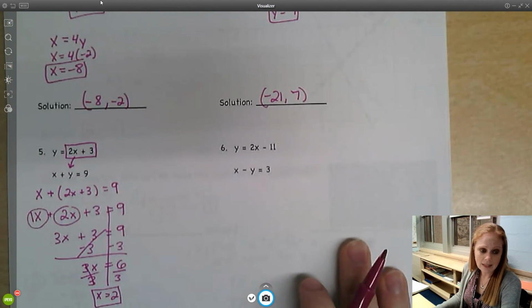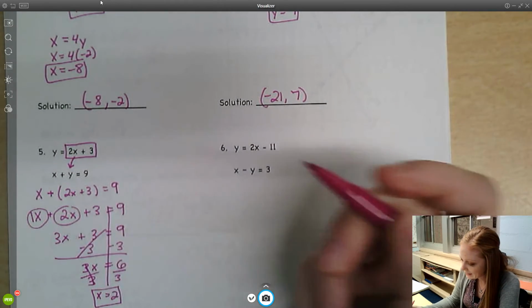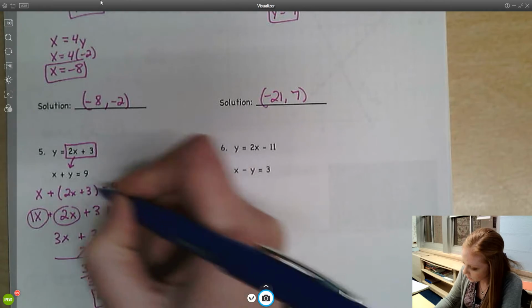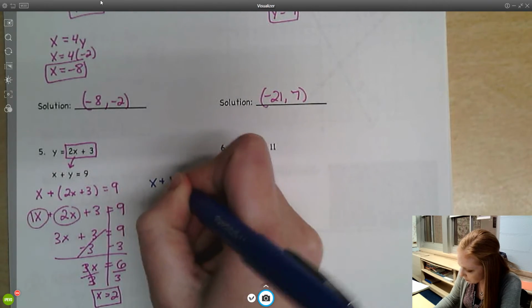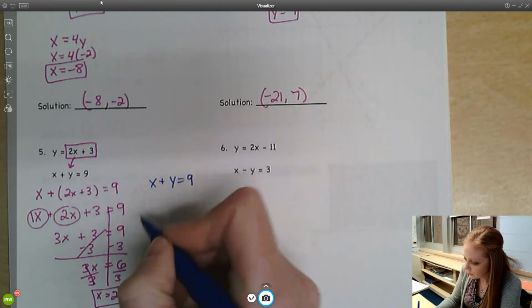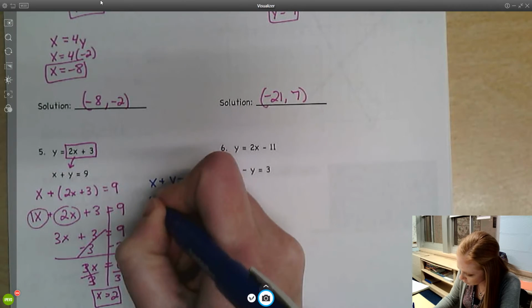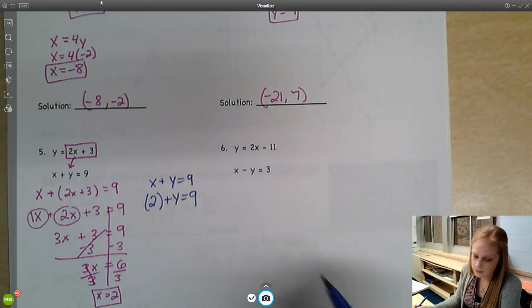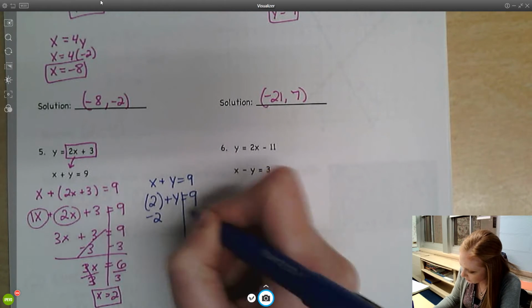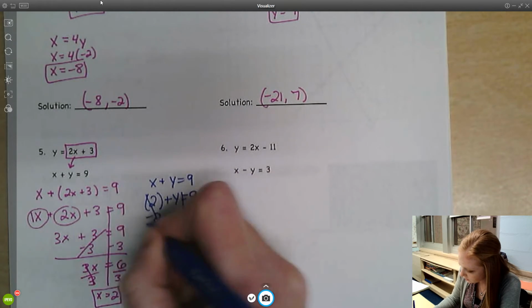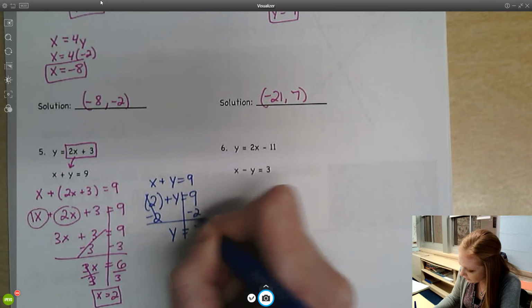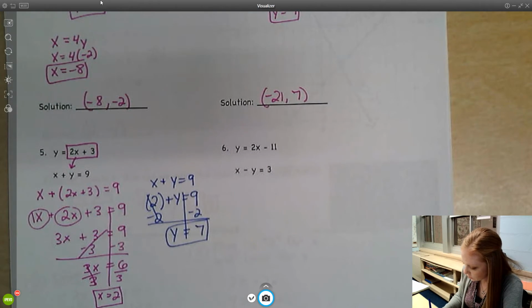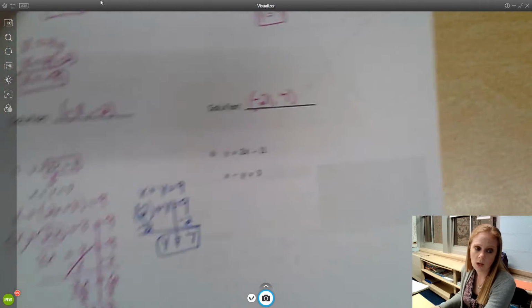Okay, so now I can take that x is 2 and plug it back into one of the originals to figure out what y is. I think the second one's going to be easier for this, so I'm going to rewrite x plus y equals 9. My second equation, plug in my 2 for x, and then figure out what y is. I'm going to have to subtract 2 on both sides. 9 minus 2 is 7, so y equals 7. So our solution is 2 comma 7.